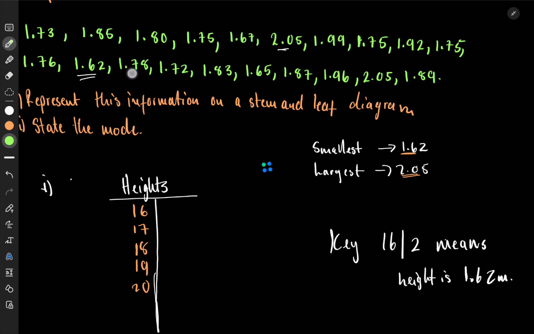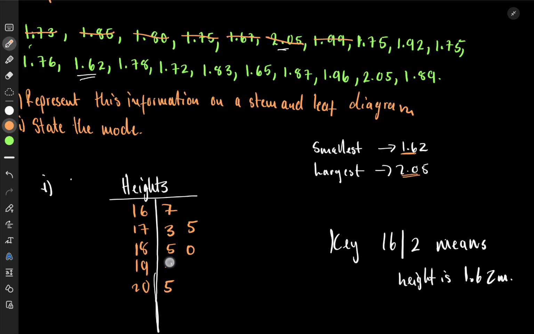What I'm going to do is put all the values, and it's called a preliminary plot. I put all the values and then organize them. I do the preliminary with a pencil, right? That's another way of doing your stem and leaf. So 1.73, I put it at 17 and 3. 1.85, I go to 18 and put 5. 1.80, I go to 18, I put a 0. 1.75, I go to 17 and put a 5. 1.67, I go to 16, I put a 7. 2.05, I go to 20, I put a 5. Remember, it's about the last number.